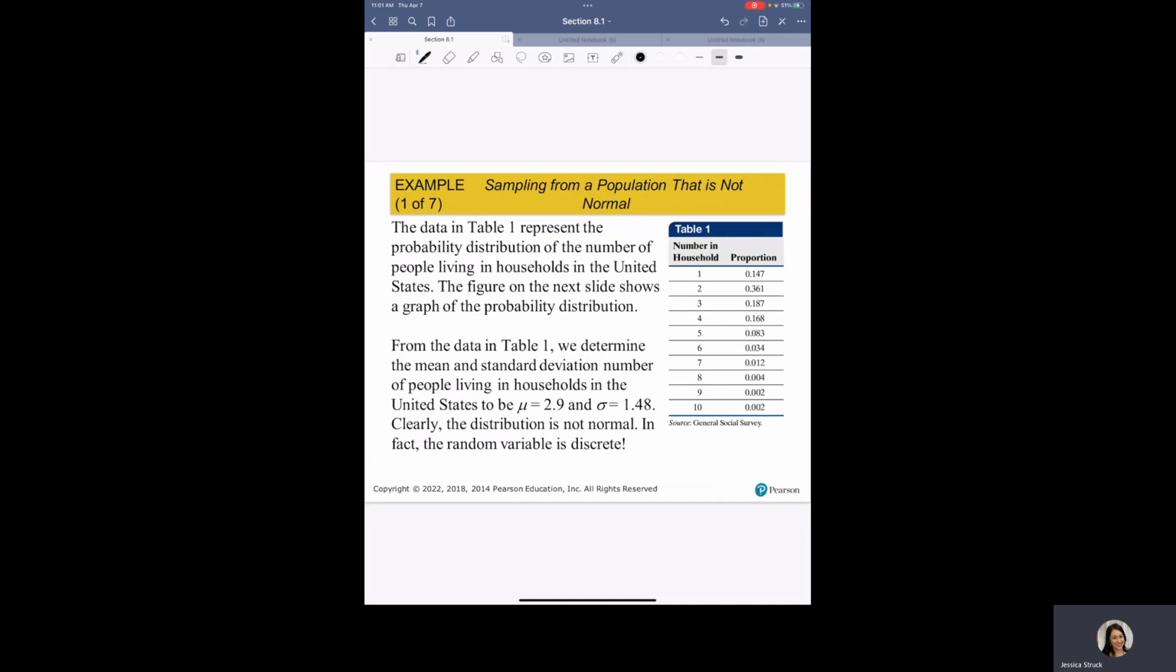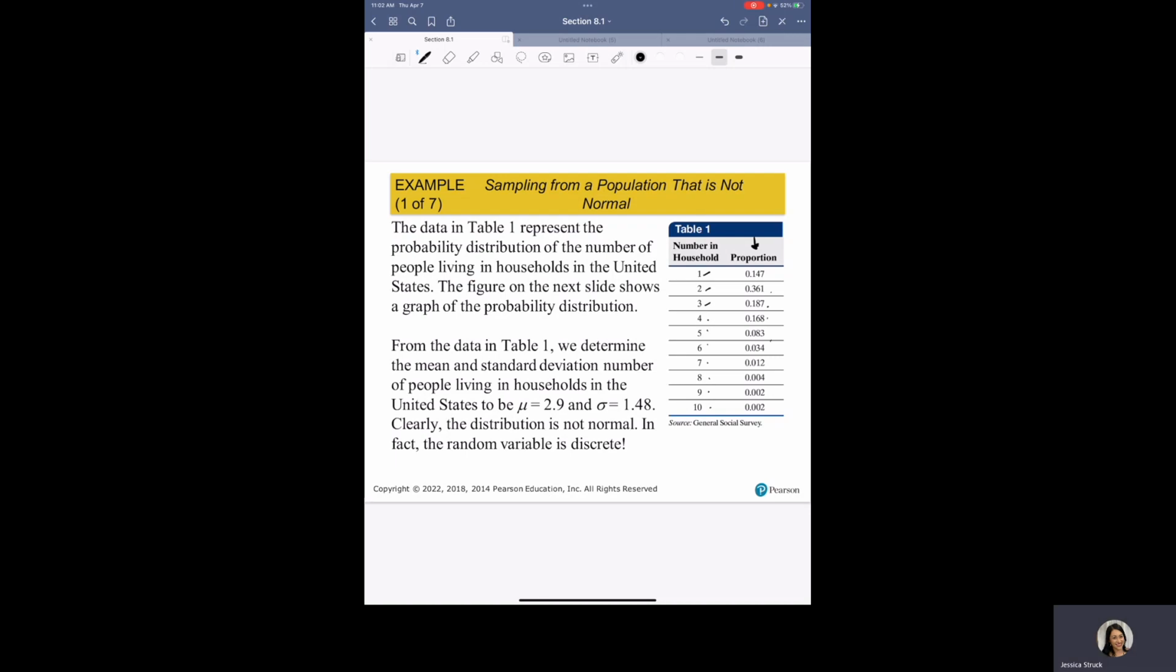So the data here in the table represents the probability distribution for the number of people living in households. So here are the number of people that live in a household. Say your household has just one or two people, three, and so on, all the way up to a household of 10 people. Given with this table is the corresponding proportion. So it looks like a household of one is just under 15% of the population. Households of two is pretty high with about 36%, and so on.